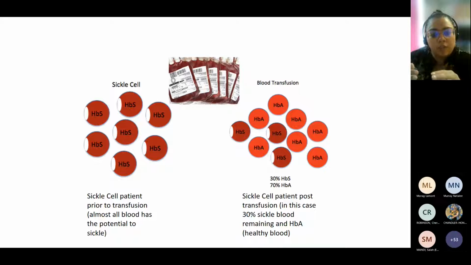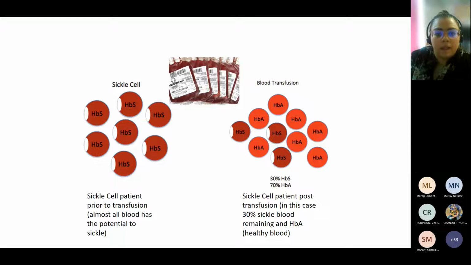But if this was a one-off transfusion for a severe complication or for pre-surgery, this would then go back to the patient's own sickle blood being in circulation about 4 to 6 weeks later. So by the time the HbA is filtered out of the system, their own bone marrow just replaces that with their own sickle blood.